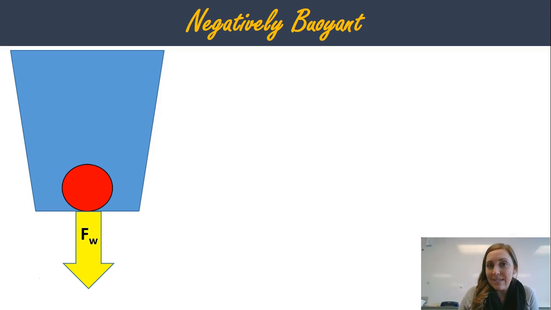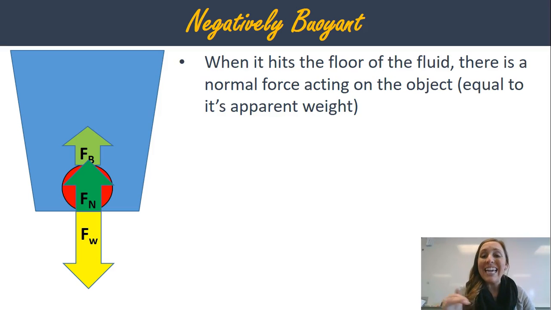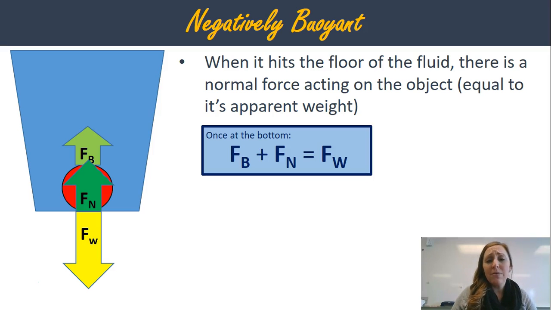Then the weight is still the same. We still have that same downward force as the weight. We still have the same buoyant force, but it's no longer moving because we now also have the normal force, which is the contact force that the floor exerts up onto the ball. So when it hits the floor of the fluid, there's a normal force that the bottom acts on, and that's equal to its apparent weight. So we've got this: buoyant force plus the normal force equals the weight once it's at the bottom.